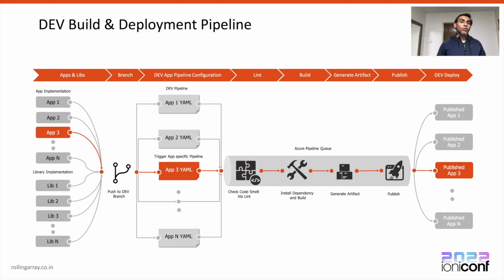On the other hand, when you want to change just one application, specific to that app, only that application gets kicked in terms of your pipeline. And then it will go through the eventual structure in terms of your port smell check, your dependency installation, your artifact generation, and then eventually publish to wherever it needs to go.